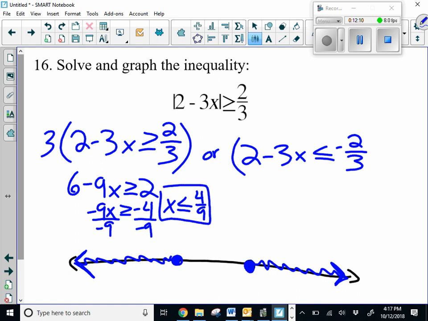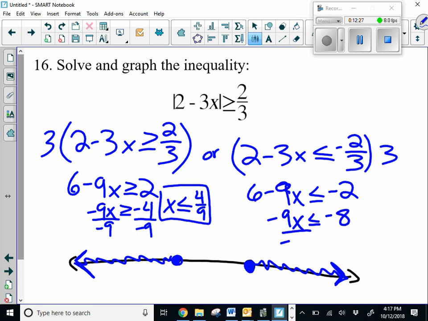And on this one, same steps. Multiply everything by 3, so 6 minus 9x is less than or equal to negative 2. Subtract 6 from both sides, negative 9x is less than or equal to negative 8. Divide by negative 9, so that will become x is greater than or equal to 8 over 9.